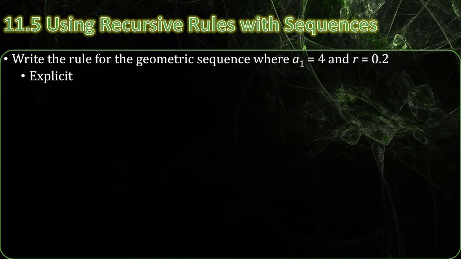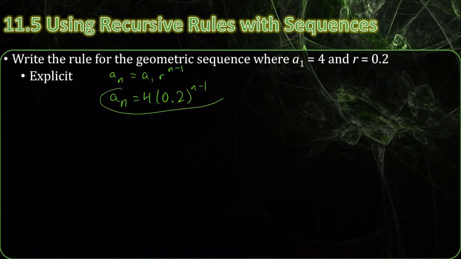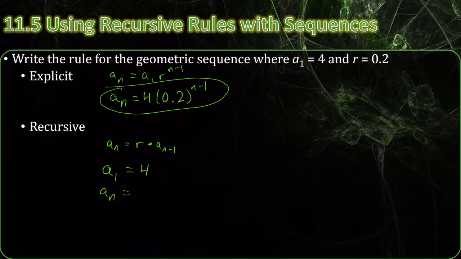All right. Let's try writing the rules for the geometric sequence. For the explicit rule, remember, a sub n equals a1 times r to the n minus 1. So in this case, a1 is 4, r is 0.2. There you have it. For the recursive rule, you're multiplying, so it's r times your previous term. So remember, you have to say where you're starting. So we're starting at 4. Then a sub n is r times the previous term.